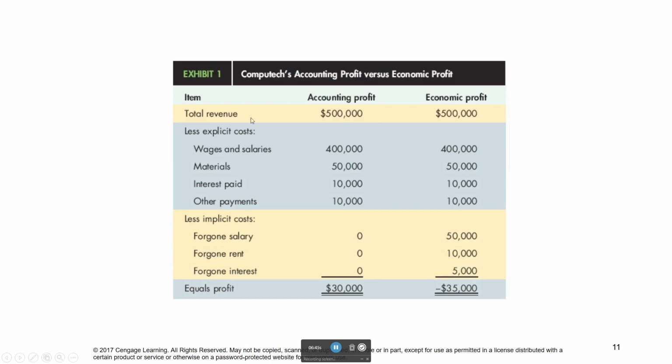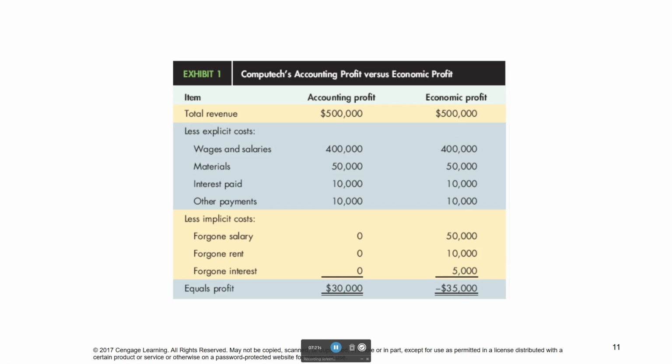Here's just an example of what I said. Accounting profit: this firm makes $500,000 in revenue minus $470,000 in explicit costs. They're making a $30,000 accounting profit. But when we look at economic profit, this guy could make $50,000 a year working in another job. He gives up $10,000 a year in rent on the building and $5,000 in interest he could earn on his capital. In terms of economic profit, this firm is making a negative $35,000.